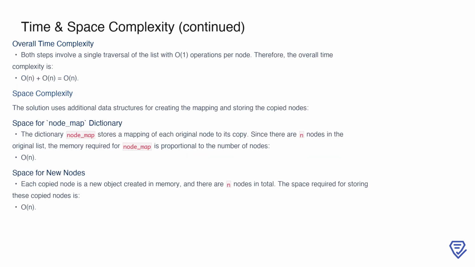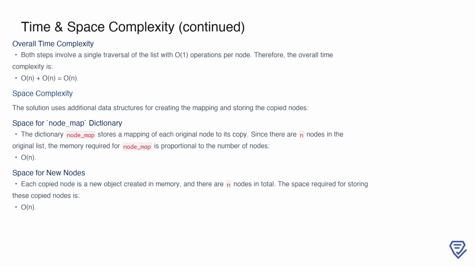Now, when we consider the overall time complexity, we see that each of the two steps involves a single traversal of the list and performs constant time operations for each node. Adding these together, the total time complexity becomes O(n) plus O(n), which simplifies to O(n).